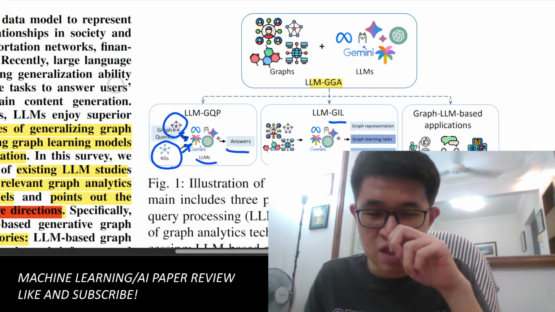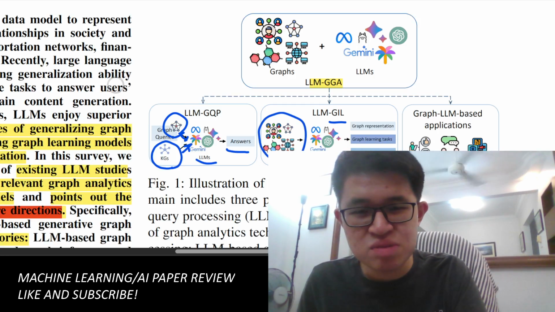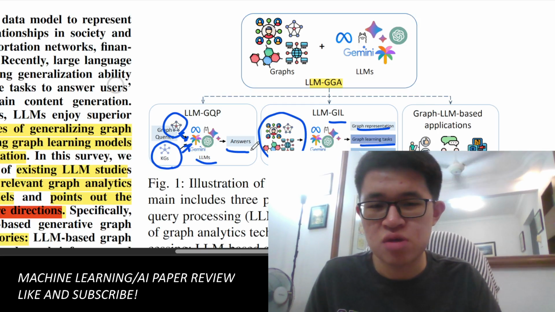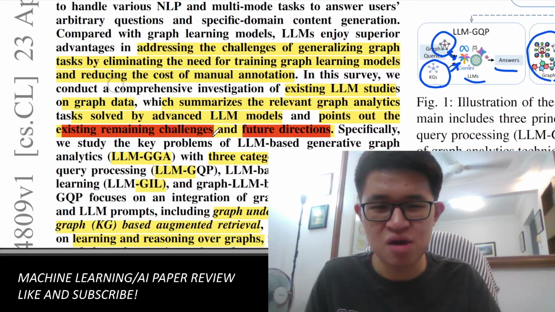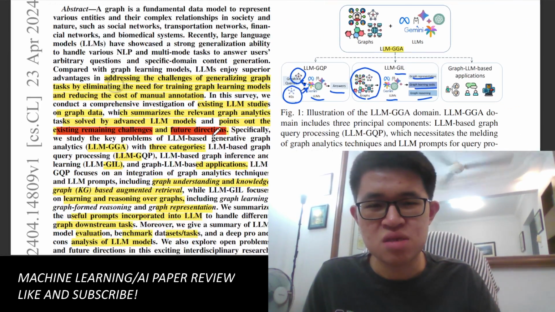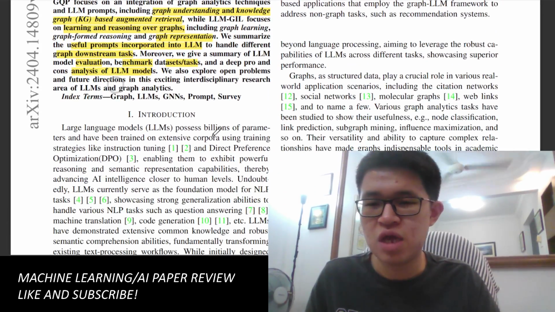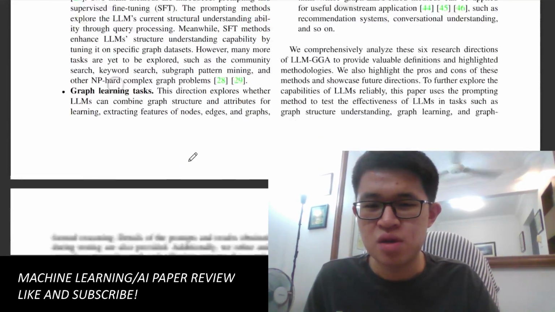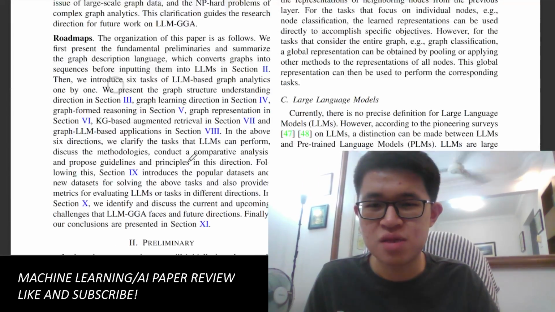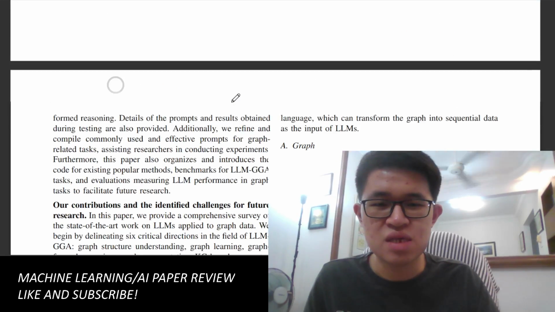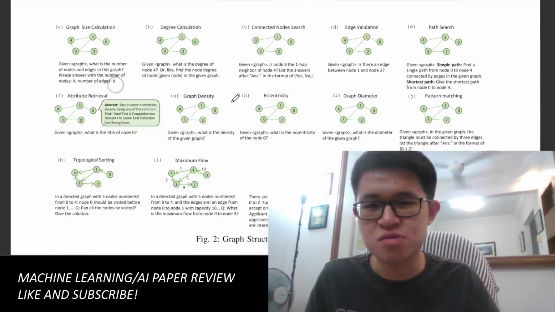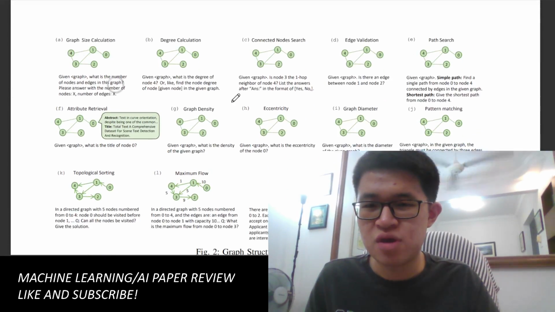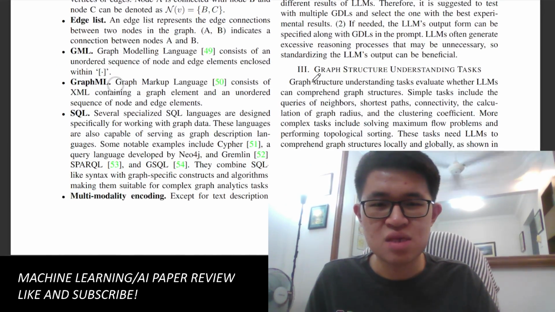Whereas for graph inference and learning, you feed a whole bunch of graphs into the LLM, and then you can either do representation learning on the graphs or reasoning as well. It isn't exactly clear what the distinctions are between each category because I can see some overlap, but either way. In this paper, they have an introduction, and then there are preliminaries, just in case you are not used to the terminologies in this area. And after that, wait, is this?